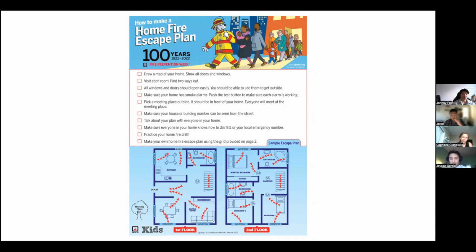To transition off of that, we can talk about the home fire escape plans now.